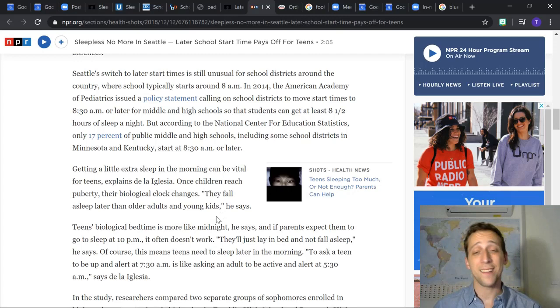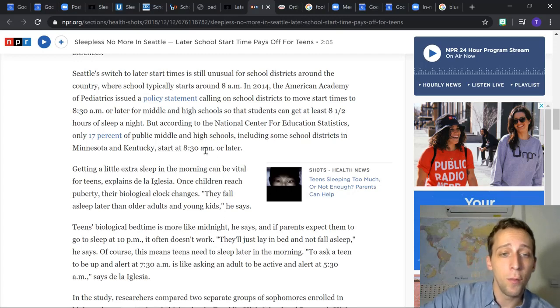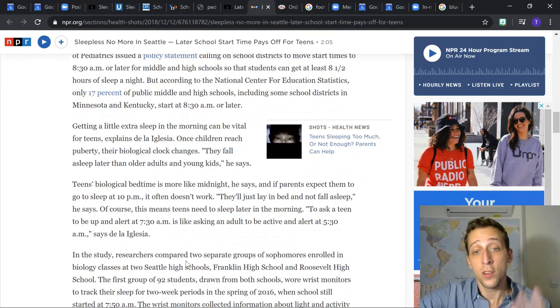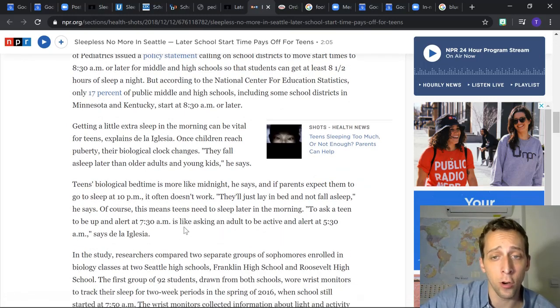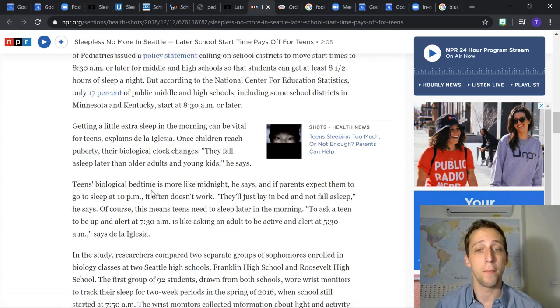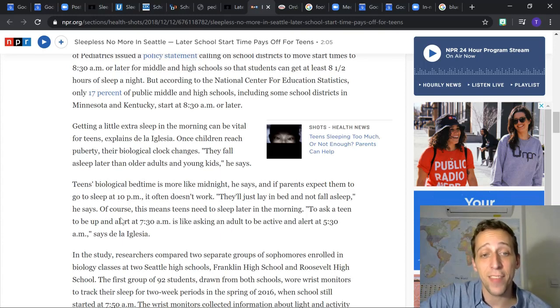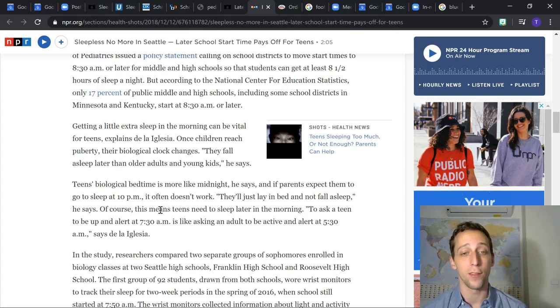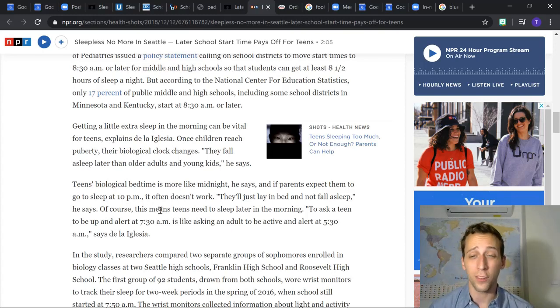Okay, so going back to my example, I read this article and I found some cool information that I think will convince the dean to start classes later. So what I learned when I read the article was that teens' biological bedtime is more like midnight. That if they go to sleep at 10 p.m., it doesn't work. They just lay in bed and they don't fall asleep. So this means that teens need to sleep later in the morning. To ask a teen to be up and alert at 7:30 in the morning is like asking a full adult to be active and alert at 5:30 in the morning.